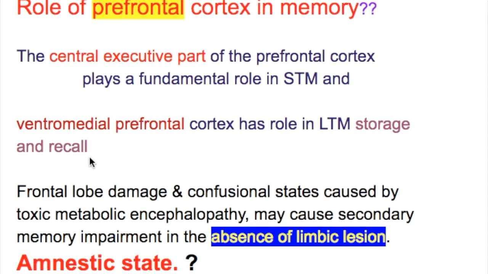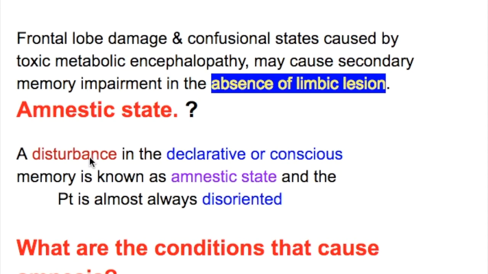Frontal lobe damage and confusional states caused by toxic metabolic encephalopathy may cause secondary memory impairment in the absence of a limbic lesion. So if there is no limbic lesion, frontal lobe damage or toxic metabolic encephalopathy may cause amnesia.